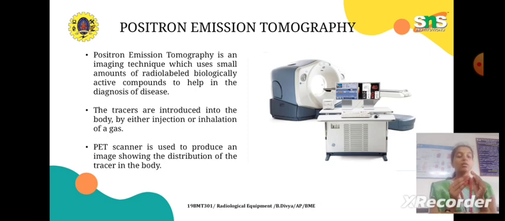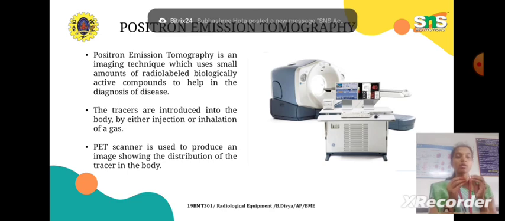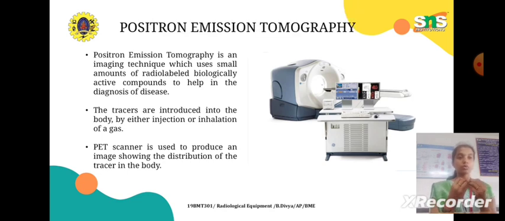What we are going to do in positron emission tomography is pass a tracer into the body, either in the form of an injection, inhalation of a tablet, or in the form of a gel. We'll be using these three things. We can opt for any one of them to trace into the body. By using those materials, we can see the images on the screen.